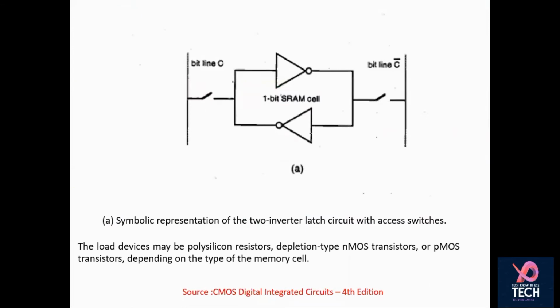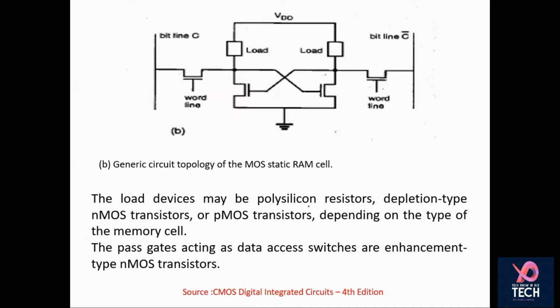So this is your symbolic representation of a two inverter latch circuit with an access switch. So you are just connecting these switches, and then you will write some data here and then open the switches. So this data will remain here unless otherwise altered. Okay. So this is one representation.